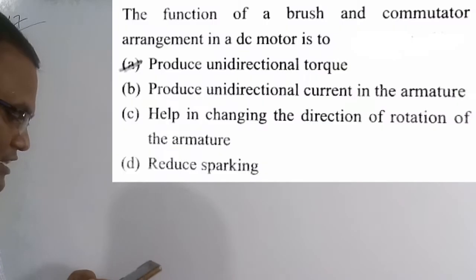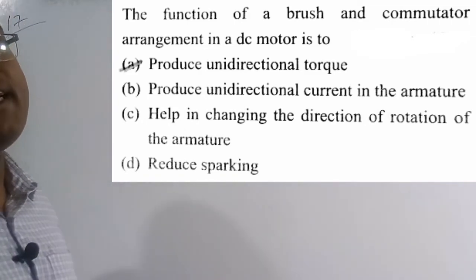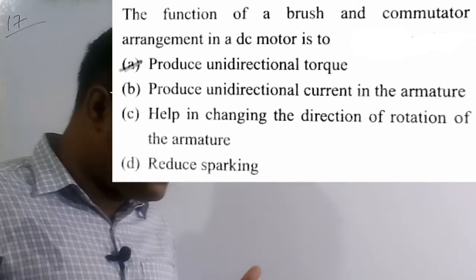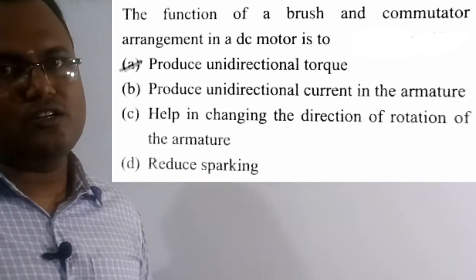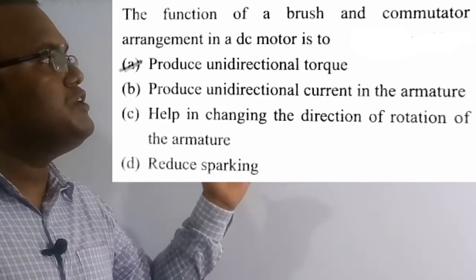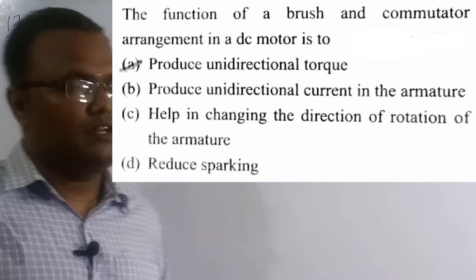See the question here. The function of a brush and a commutator arrangement in a DC motor is: so what is the main function of a brush and a commutator in a DC motor? What are the four options? Option A, produce unidirectional torque. So the brush and commutator are used to produce a uniform, unidirectional torque. So option A is the correct solution of this question. So let's solve this one.